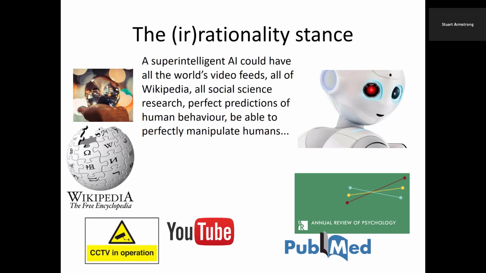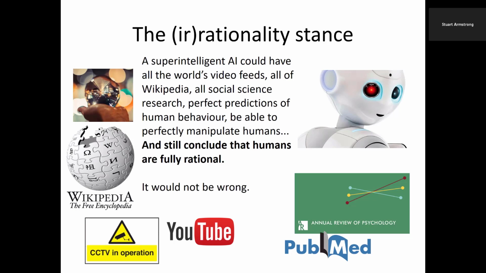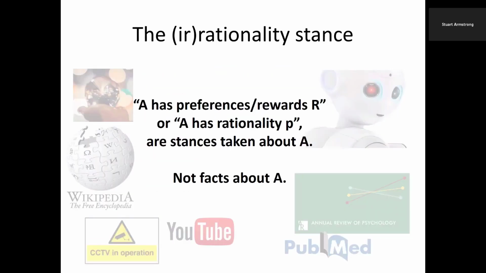So, as I said, a super-intelligent AI could have all the world's video feeds, all of Wikipedia, all social science research, give perfect predictions of human behavior, be able to manipulate us incredibly well, and still conclude that humans are fully rational. And it would not be wrong. It wouldn't be right, but it wouldn't be wrong. Because rationality and preferences are an interpretation we put upon other agents. In fact, even calling something an agent is an interpretation.